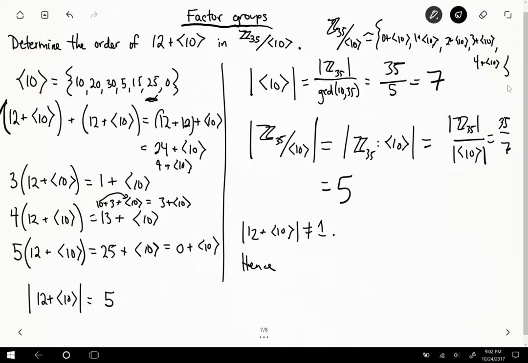Were there any others? We already had 1. And then 12, right out the gate, is just this element 2 plus that cyclic subgroup generated by 10. But so, back to our problem.